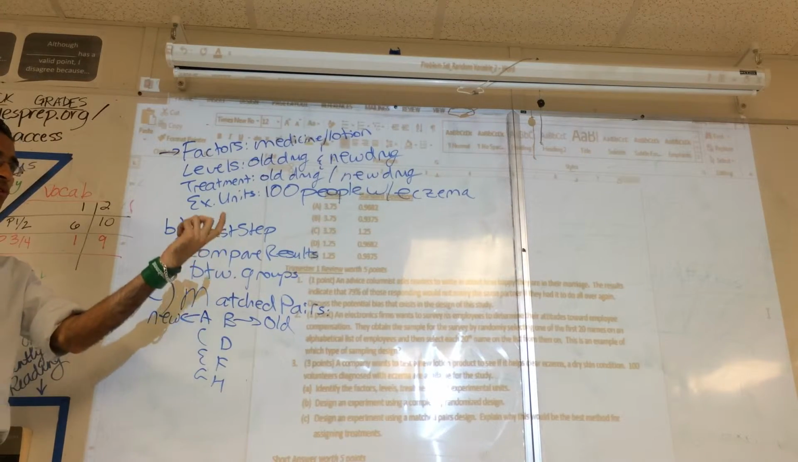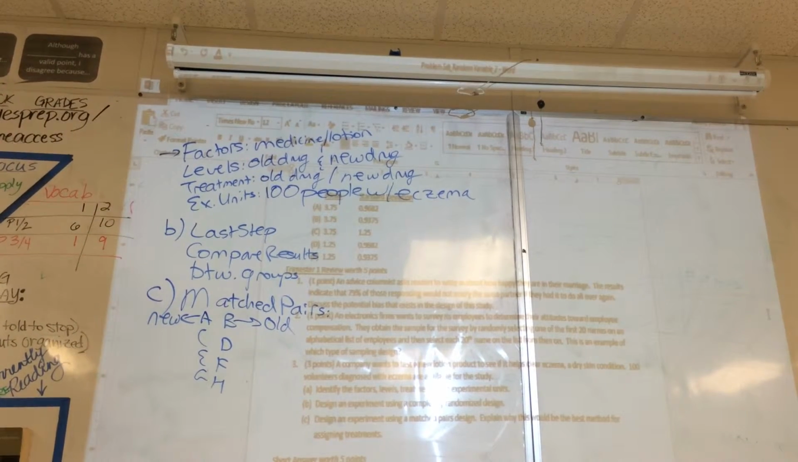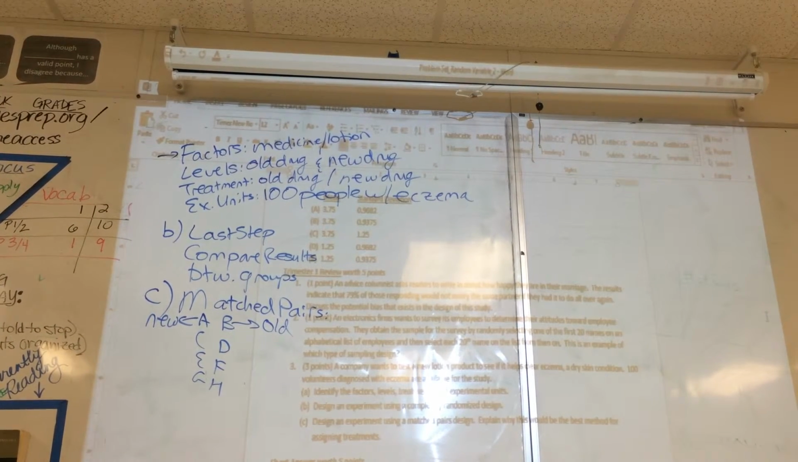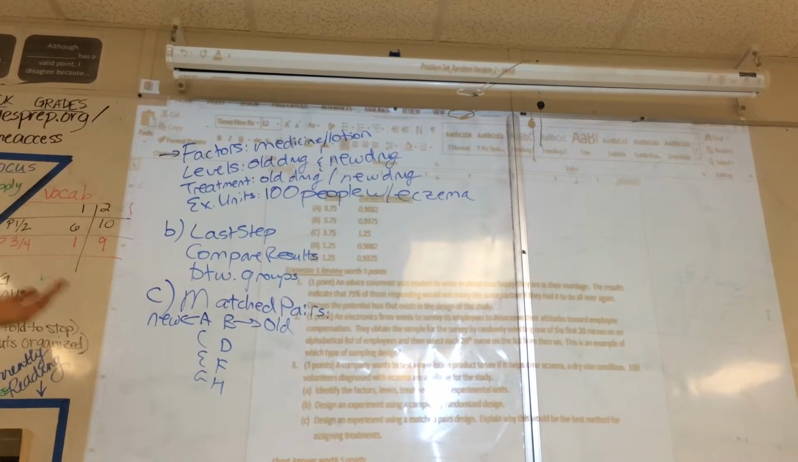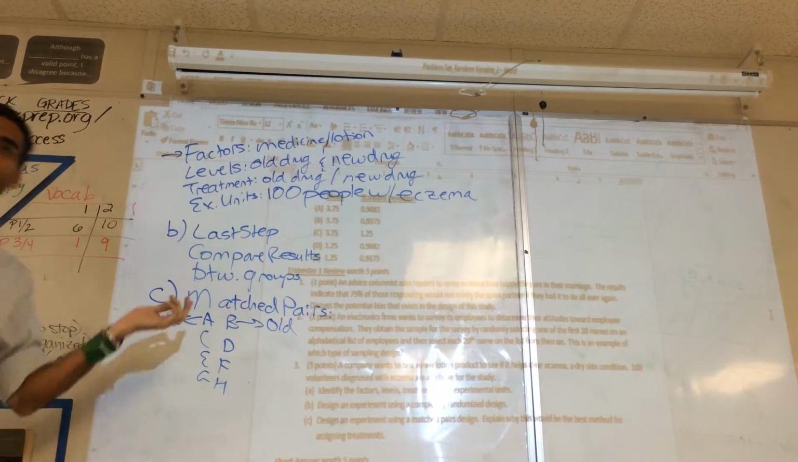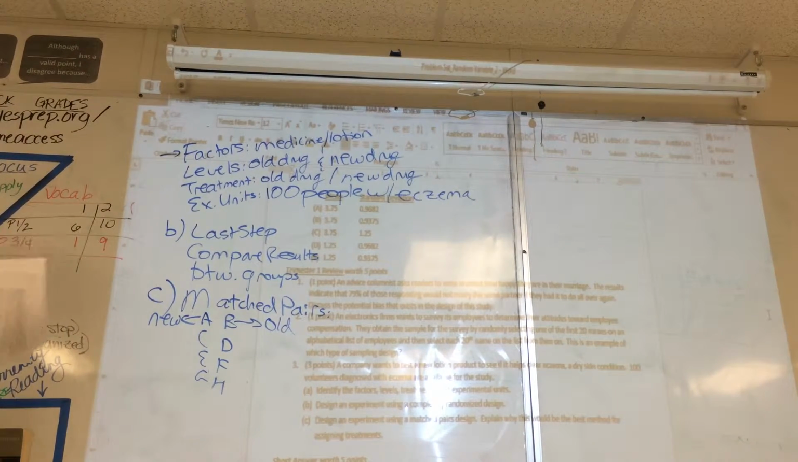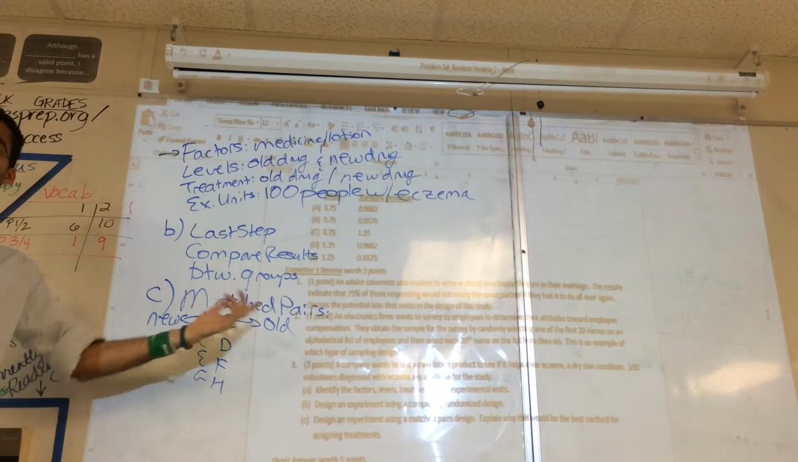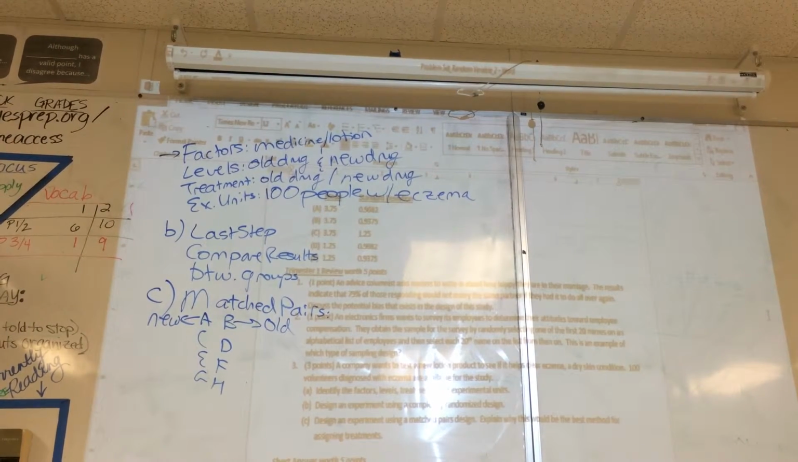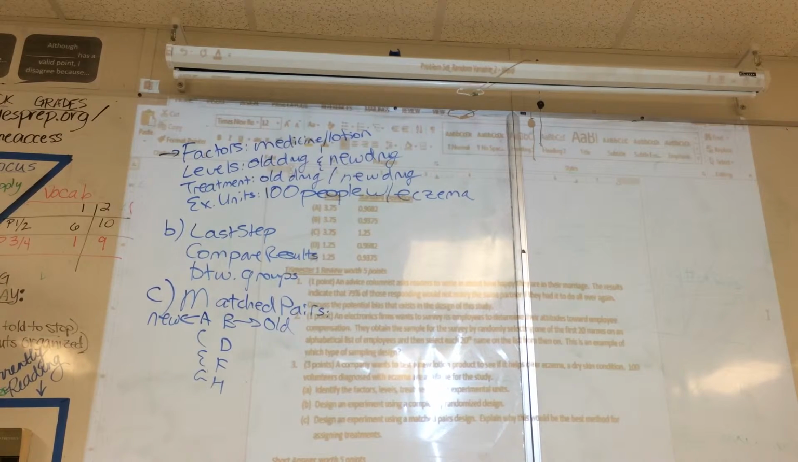So matched pairs is you create a pair of individuals who are exactly the same, or as similar as possible. Give one the old medicine, one the new medicine. You can assign it by like flipping a coin. You can assign it by giving these people numbers, however you want to do it. Great. All right. Okay, so that's all for the review.